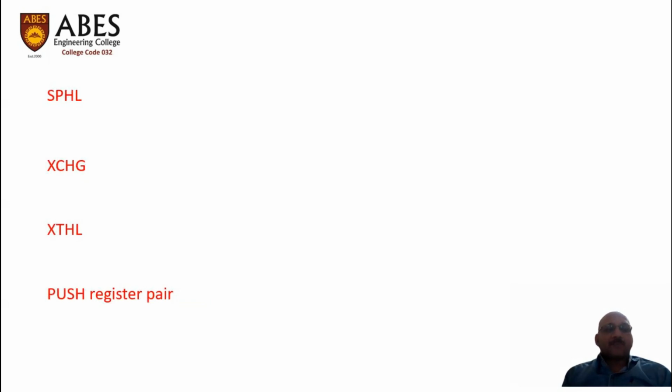Now, SPHL. Basically, it is a very rarely used instruction in the 8085 microprocessor. But for explanation, I will give some explanation of how it works and what the work of this instruction is. Basically, it will move the content of the HL register pair to the stack pointer. For example, if the HL register pair has the value 2004H, then this value will move to the stack pointer, 2004H. So SPHL basically moves the value of HL to the stack pointer.